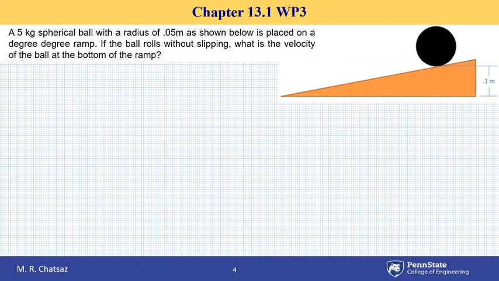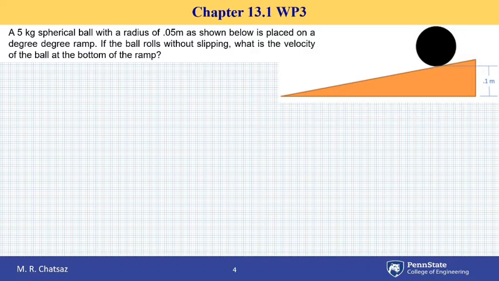Hello and welcome back to another example of kinetics using work energy method. Here we have a spherical ball that is released from rest on an incline as shown here. We're interested in determining velocity of the ball when it reaches the bottom of the ramp.